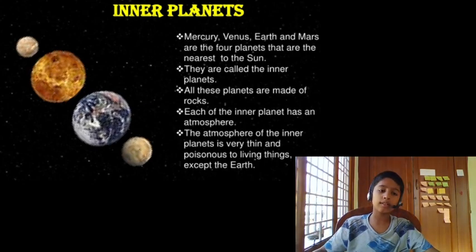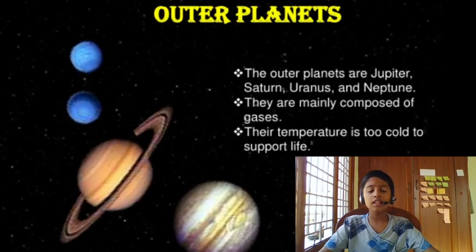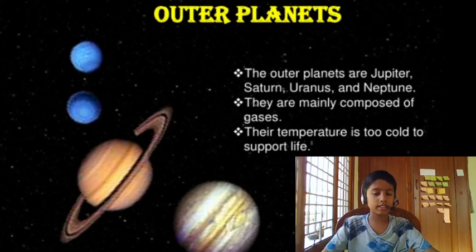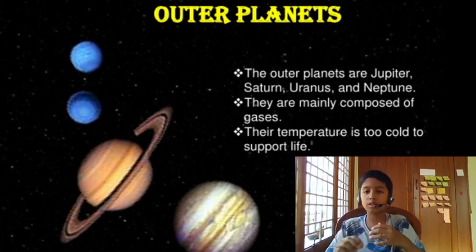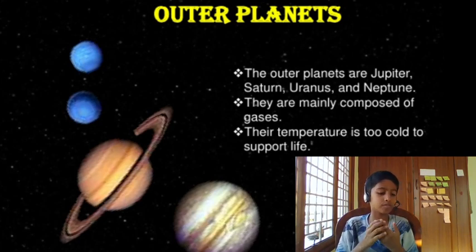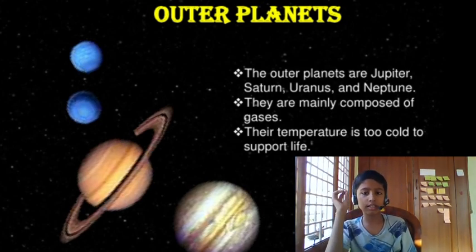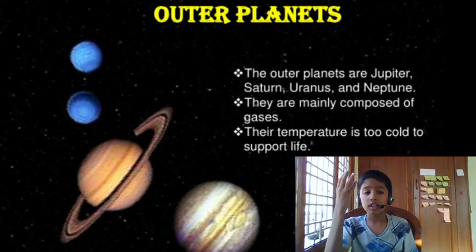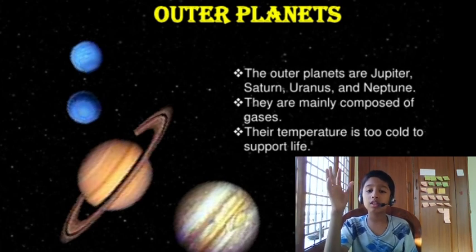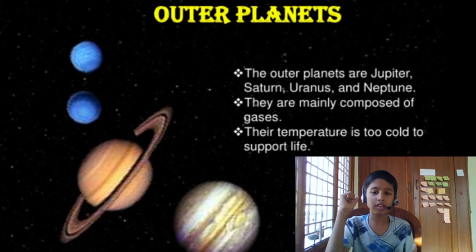And talking about outer planets, the outer planets are Jupiter, Saturn, Uranus, and Neptune. These planets are mainly composed of gases. Their temperature is too cold to support life, so we cannot live there.